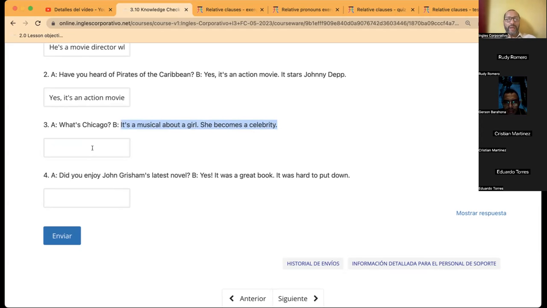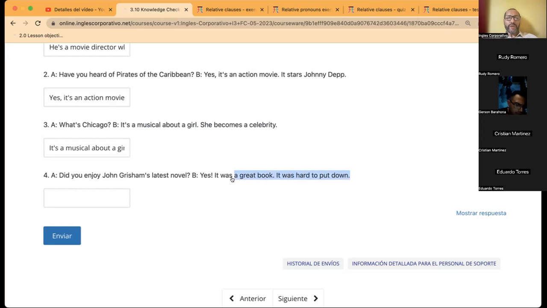Okay. So it's a musical about a girl. What am I going to eliminate? Who can help me? What do I eliminate? She and the period. Good. And what do I put? Who. Perfect. That's it. One word. And the last one, what do we do?